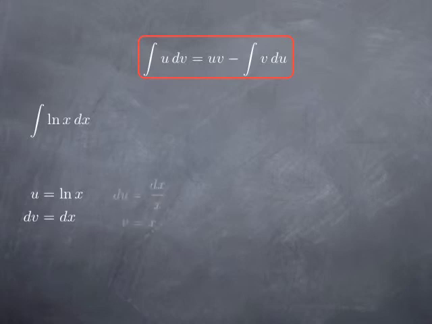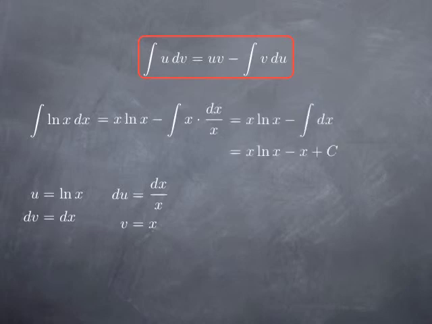Calculating du is just dx over x, and an antiderivative of dx is just x. Then uv is x ln of x, and v du is x times dx over x. The x simplifies out, and we end up with x ln of x minus the integral of dx, which just gives x. So we get x ln of x minus x, up to a constant.